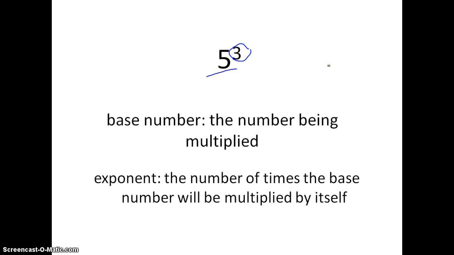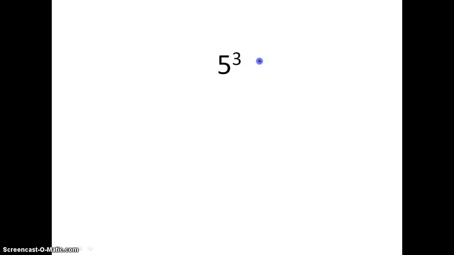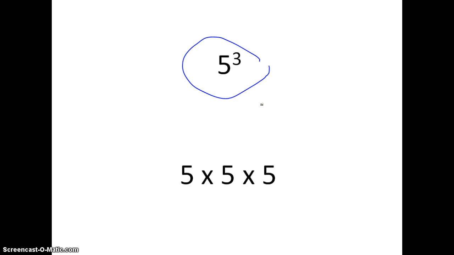The exponent is always written as a small number to the top right of the base number. This can be read as either 5 to the third, 5 to the power of 3, or 5 multiplied by itself 3 times. When it is written like this, it is called exponential form. It can also be written as 5 times 5 times 5. This is expanded form.